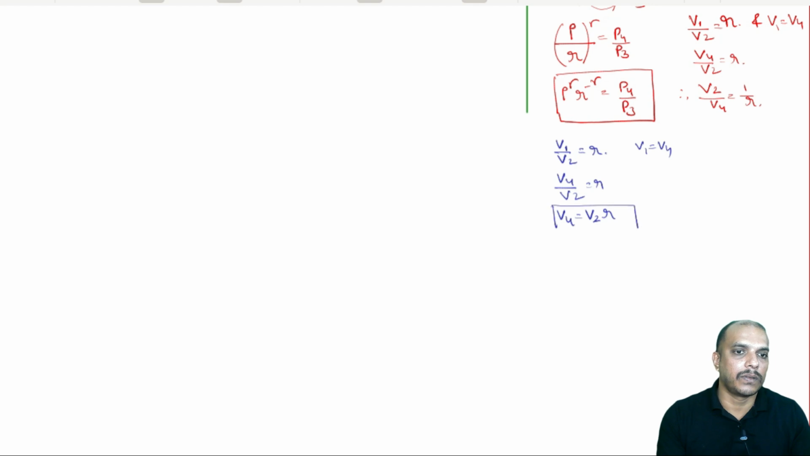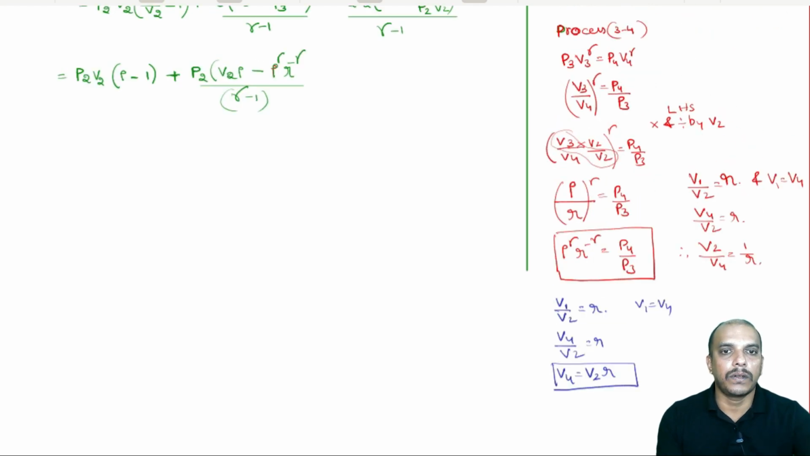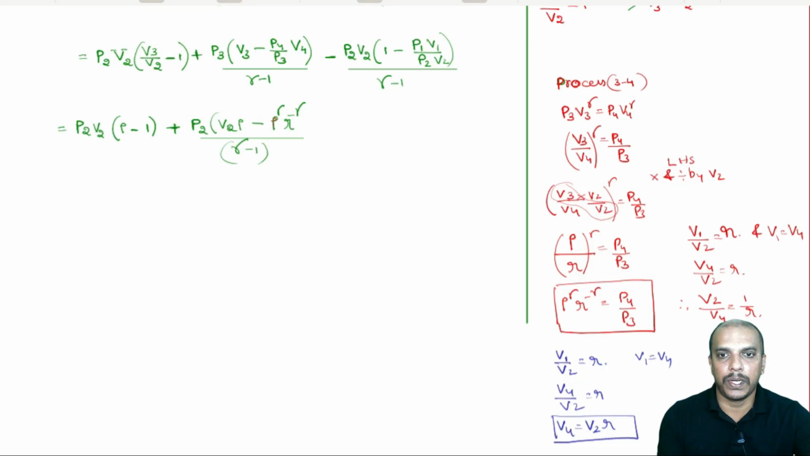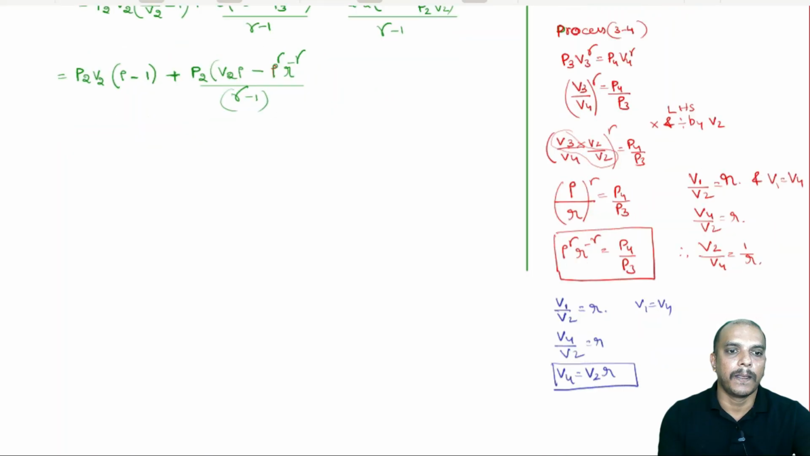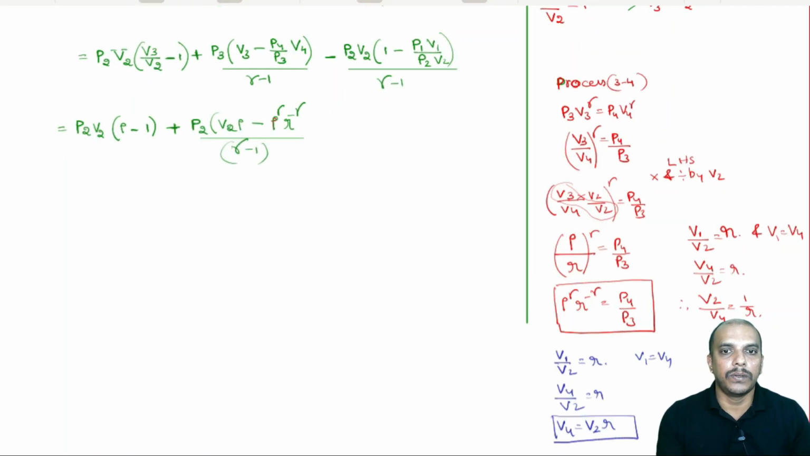So, what are we trying to do? We are trying to represent everything in terms of P2 V2 so that we can take this common out. See, in the first term we have P2 V2, in the last term also we have P2 V2. If you write V2 in terms of V2 here, we can take this common. So V4 is V2R. V4 we have proved now, V4 can be written as V2 times R. So now I think we have it in our form.